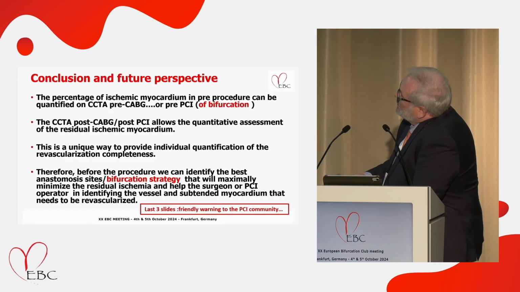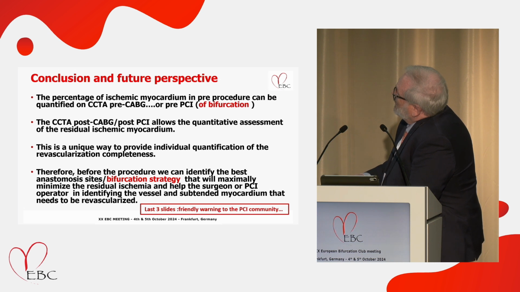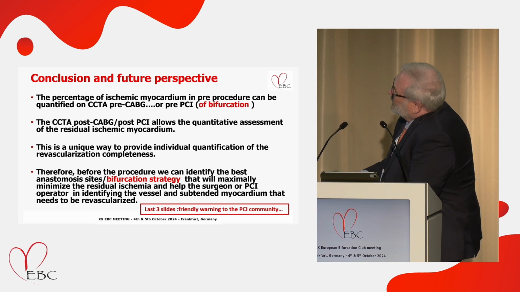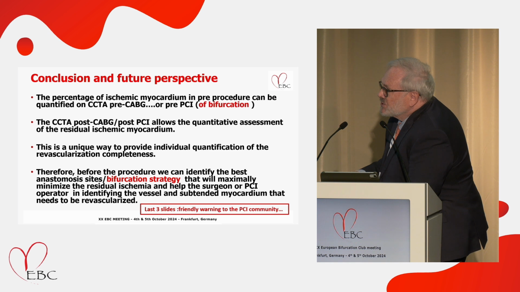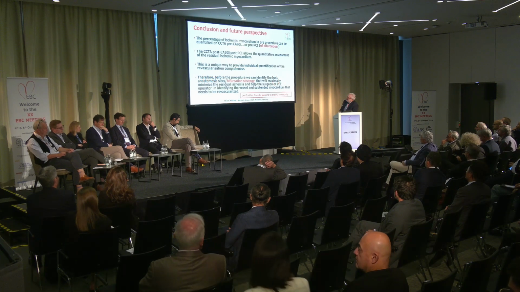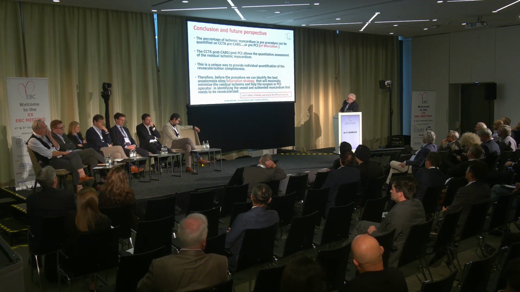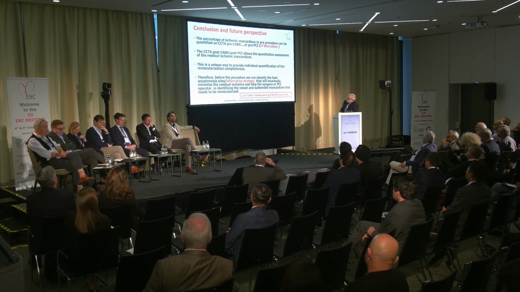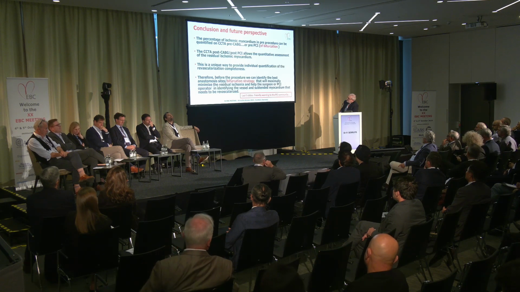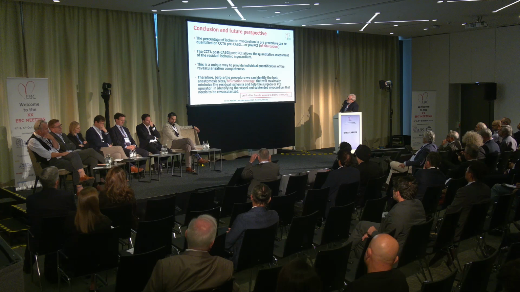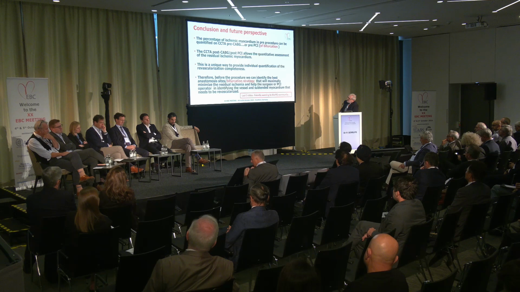So in conclusion, the percentage of ischemic myocardium in pre-procedure can be quantified on CCTA pre-CABG or pre-PCI bifurcation. Should I do that bifurcation? If it is 6% myocardium at risk, should I take the risk to treat that bifurcation? That's the whole issue for today. The CCTA post-CABG, post-PCI allow the quantitative assessment of the residual ischemic myocardium.